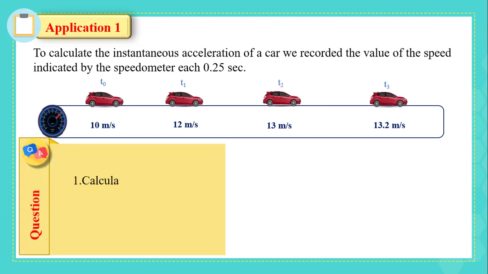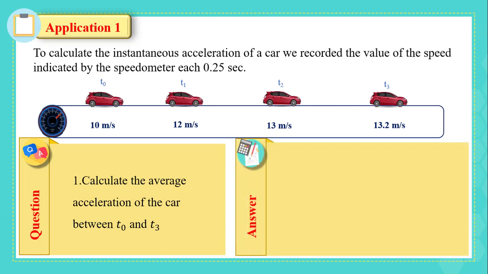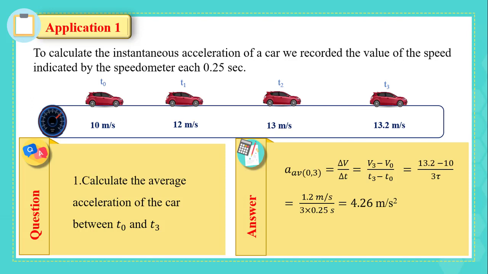In the first part, you are asked to calculate the average acceleration of the car between T0 and T3. A average between 0 and 3 is equal to delta V divided by delta T, which is equal to V3 minus V0 divided by T3 minus T0, which gives us 1.2 meter per second divided by 3 times 0.25 second. This gives us that the average acceleration between 0 and 3 is equal to 4.26 meter per second square.